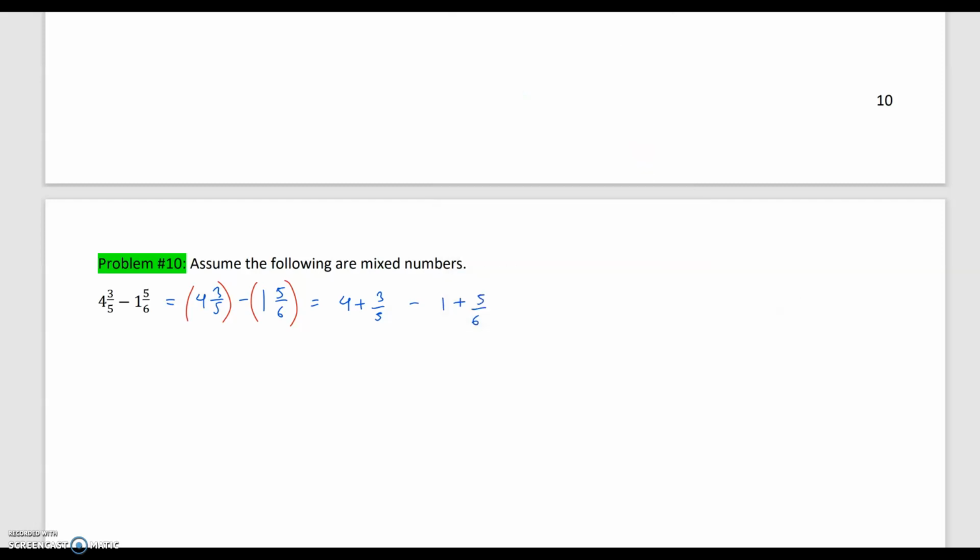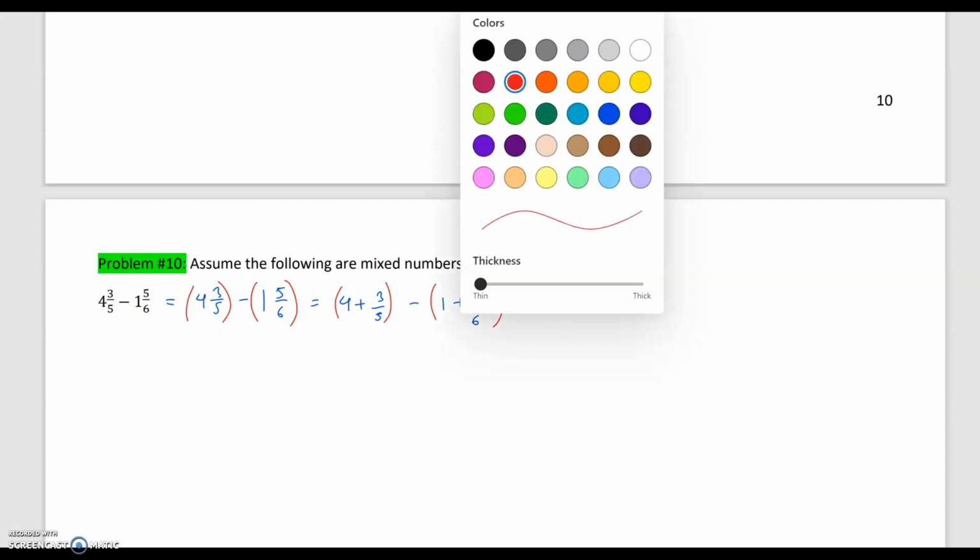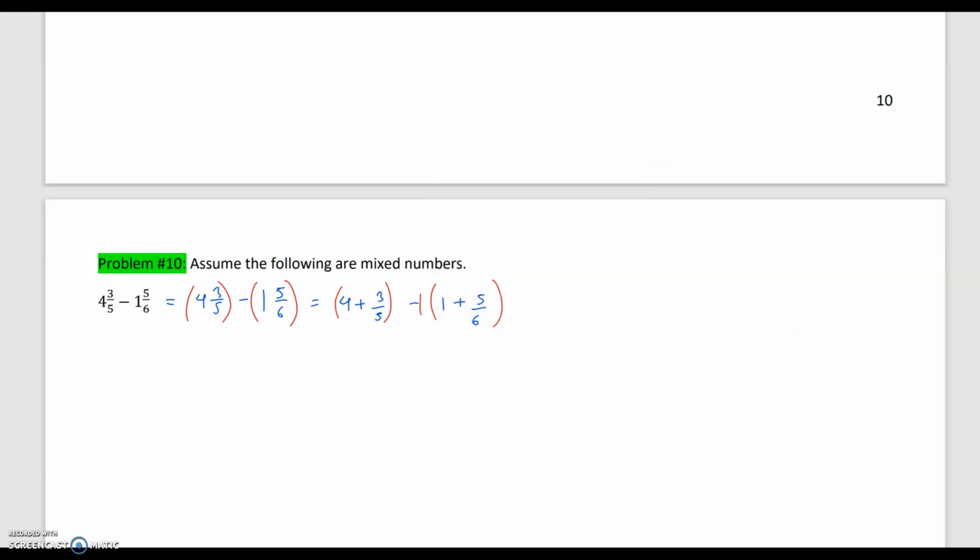Now, keep in mind that you technically have these parentheses, and this is because the 1 5/6 represents the sum of 1 plus 5/6. But in this context, you're subtracting 1 5/6 from this number, so from the 4 3/5. So that's equivalent to having a negative on the outside that's going to multiply both of these. So we have to be careful on the subtraction problems.